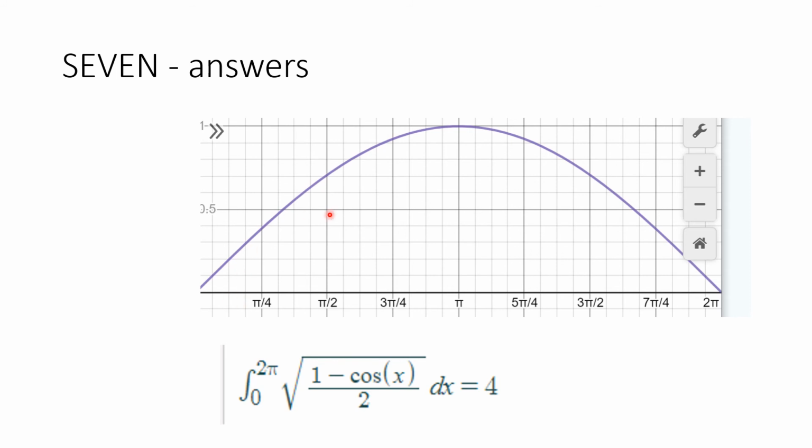So this is what happens. It is one hunk of the sine curve. The period is changed, and so it is this area, and the extra 2 comes because of the change of variable, because you're integrating the absolute value of sine of x over 2. So you get 4.